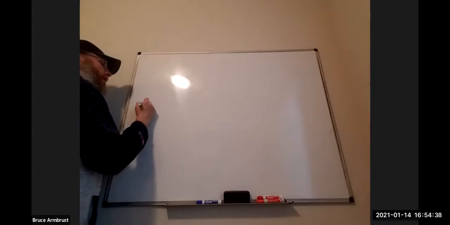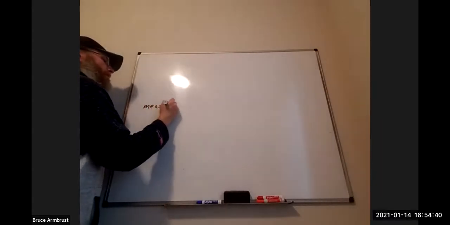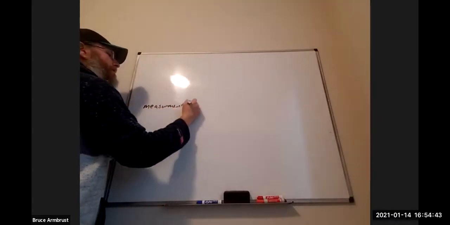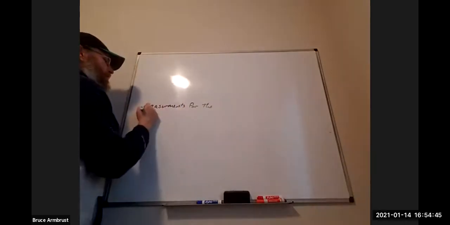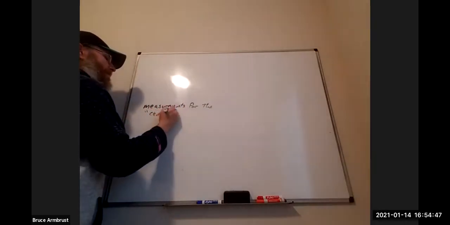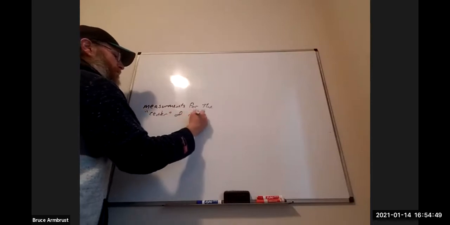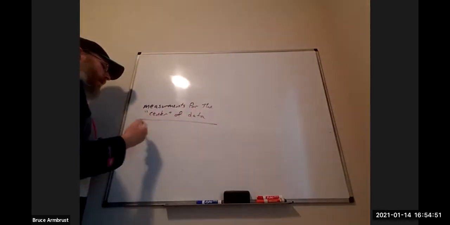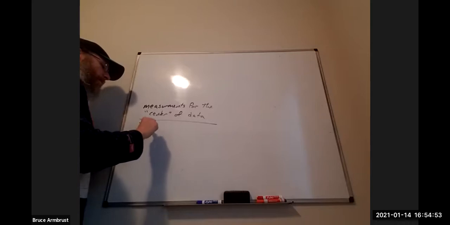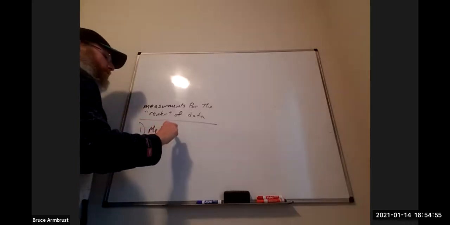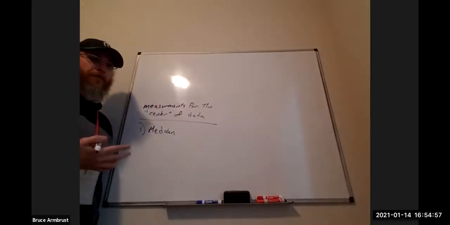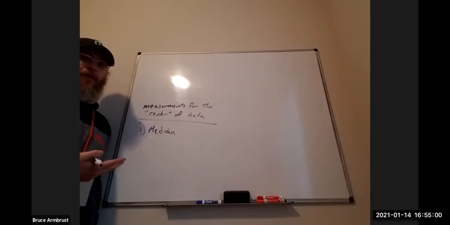And so these are going to be measurements for the quote unquote center of the data. All right, so one of them is the median. And we talked about that with the box and whisker plots. I don't really feel like we need to get too much more into it.